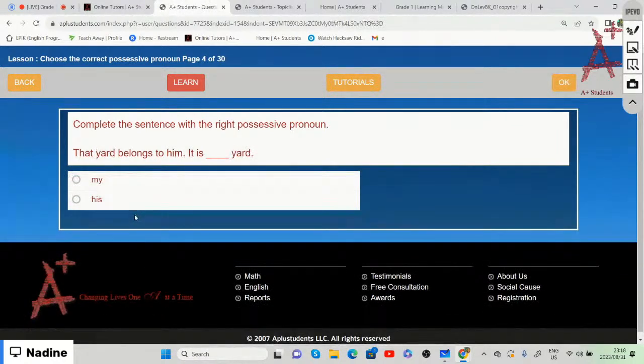And that yard belongs to him. So if the yard belongs to him, then is it my yard or is it his yard? If it belongs to him, is it my yard or is it his yard?